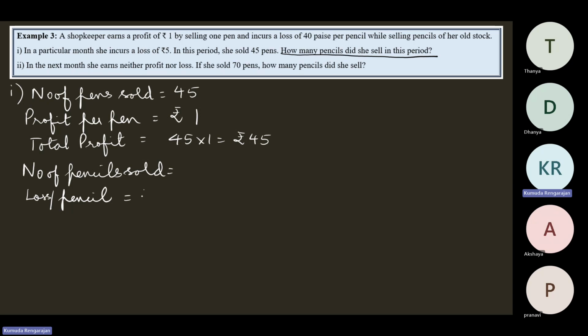40 paise. 40 paise meaning 40 by 100 rupees. You should have everything in rupees. See, 40 paise, which is rupees 40 by 100. So when you cancel, the 0 gets cancelled. 2 2s are 2, 5 2s are 10. So it is rupees 2 by 5.